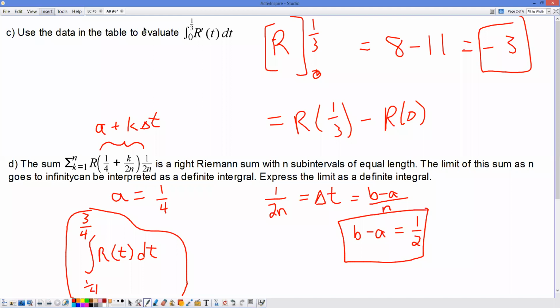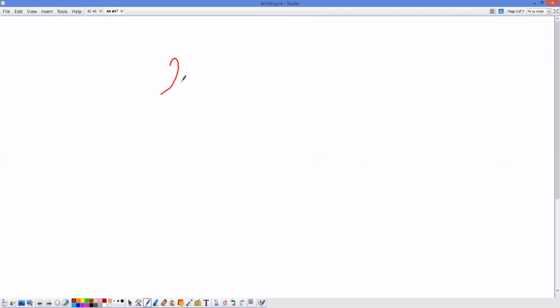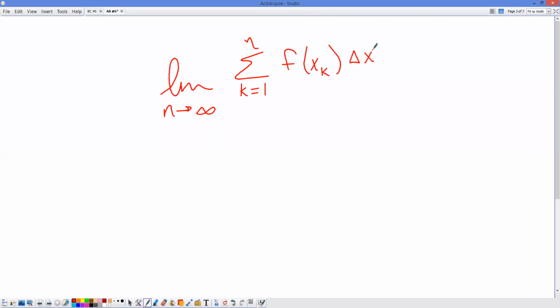The normal notation is that an integral can be expressed as the limit as n approaches infinity of the sum from k equals 1 to n of f of x sub k times delta x, where x sub k is just the subinterval, which subinterval number you're at. So we're summing together the heights. This is the height of each of the rectangles, and this is the width of each of the rectangles. And we're summing together all of those areas to get the entire area underneath the curve.